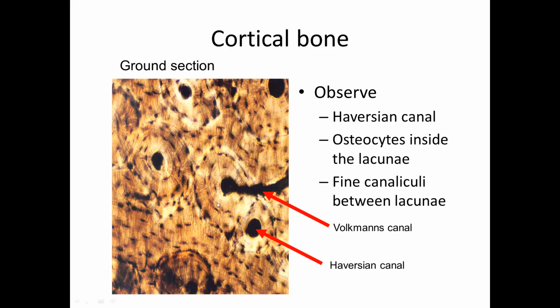You see this picture. Now, because of this grinding, all the cells are dead, but you can see the lacunae in which the osteocytes were. Then you can see the fine canaliculi reaching from one osteocyte to the other. You can see the Haversian canals and the Volkmann's canals connecting the Haversian canals.